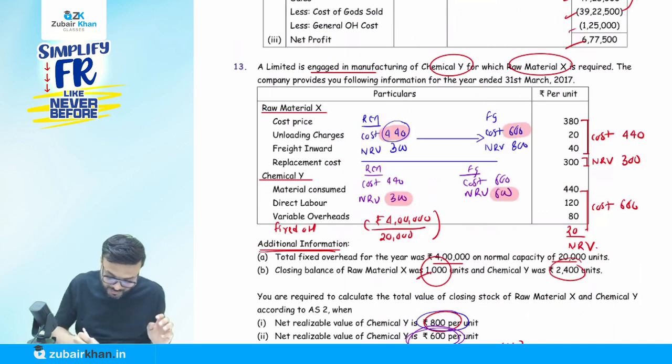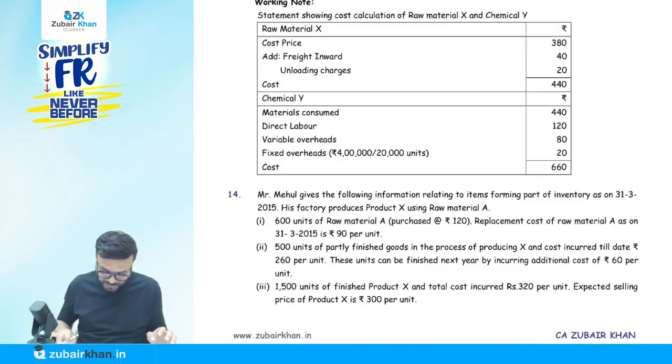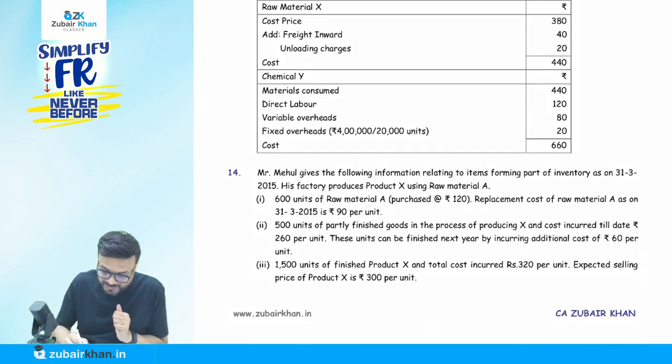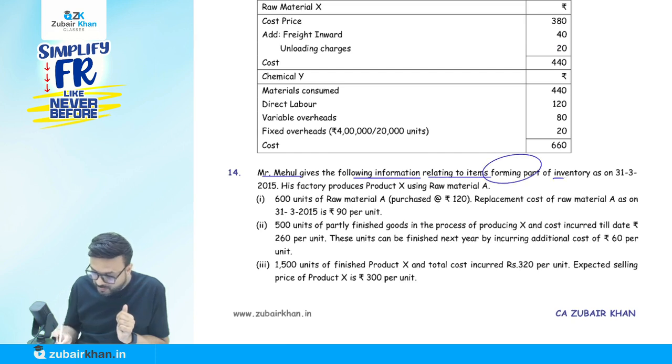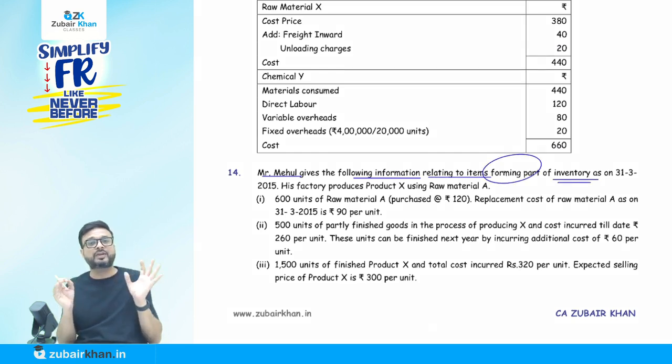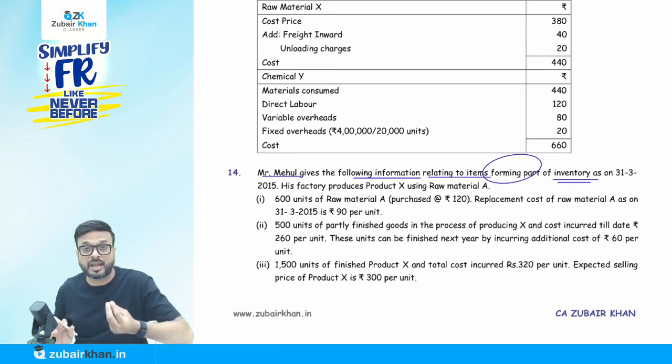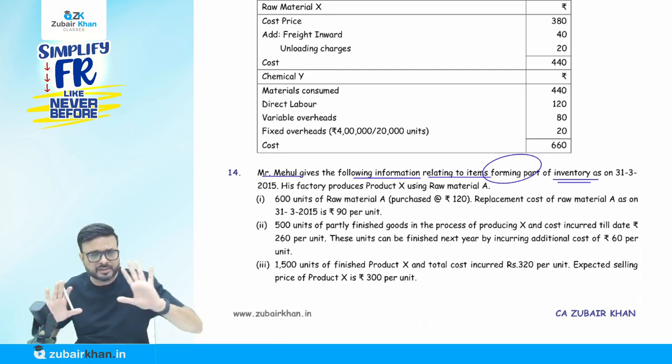Now here, the last question. Come to question number 14. What does it say? Mr. Mehul gives the following information relating to items forming part of inventory as on 31st March 2015. This factory produces product X using raw material A. It means different types of products.